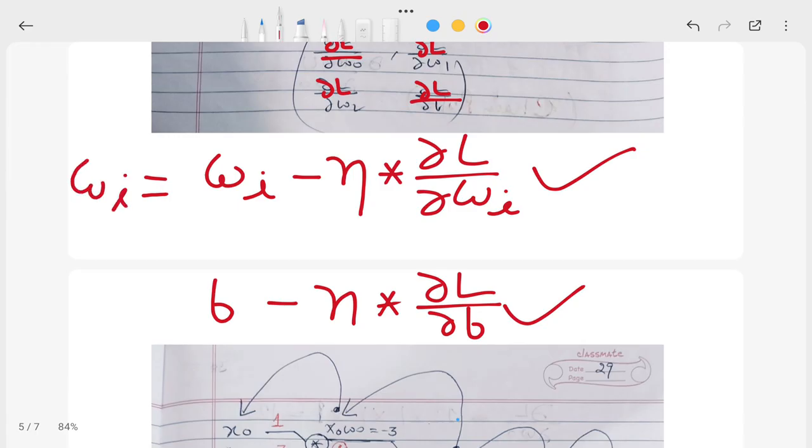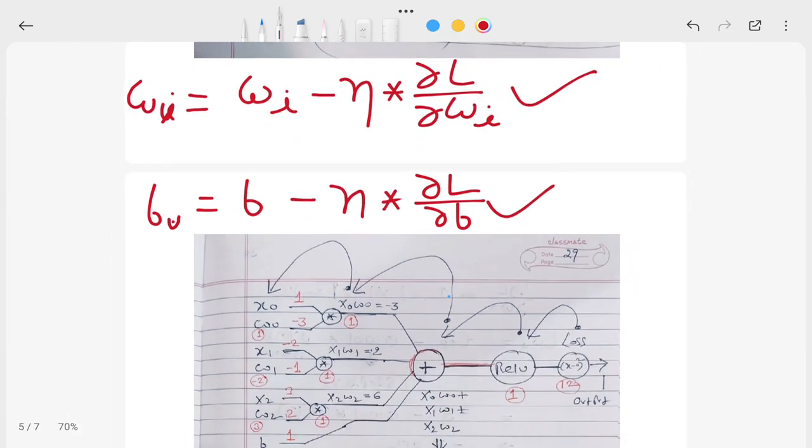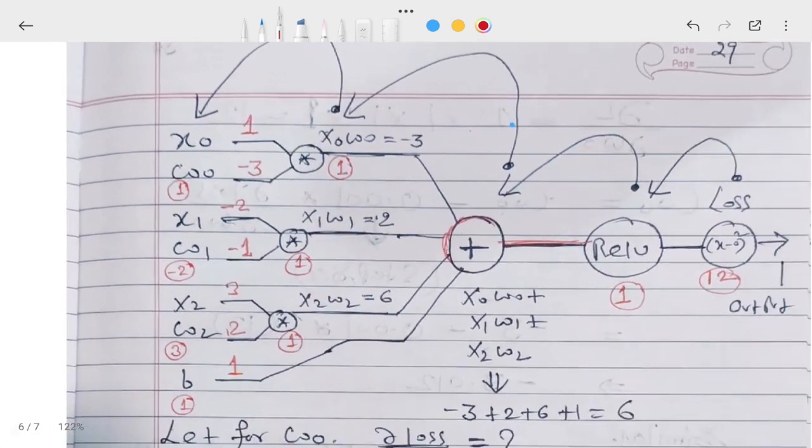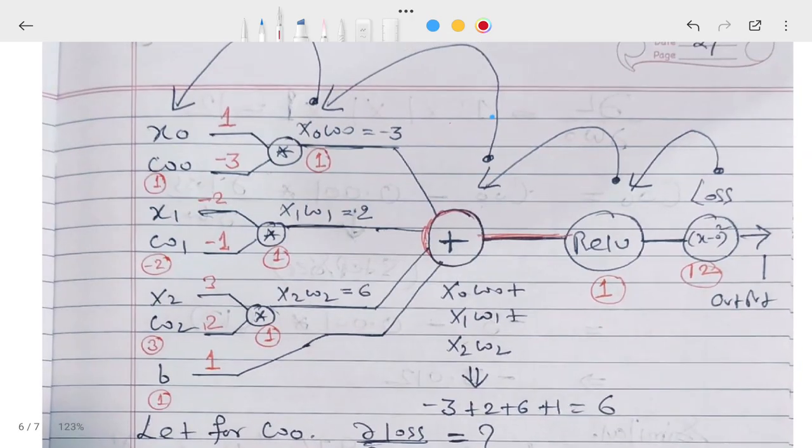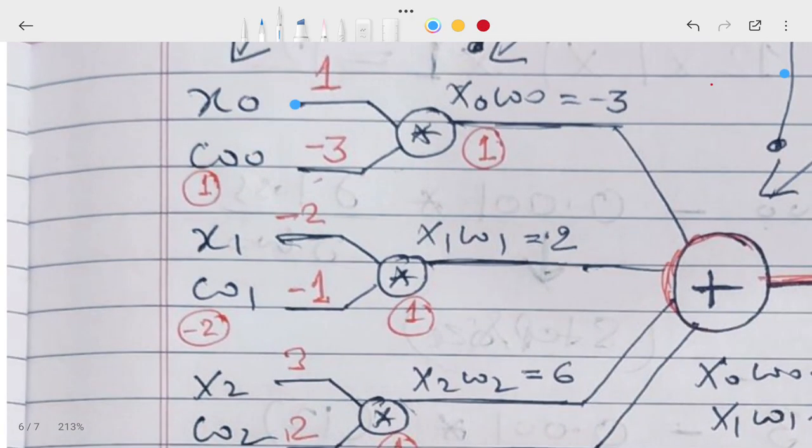I think you got it. So this is my updated weight and updated bias. You can also write them as BU or WU; these are the mathematical notations. Now in this program, this is my task.